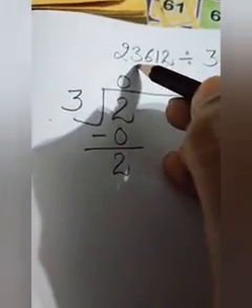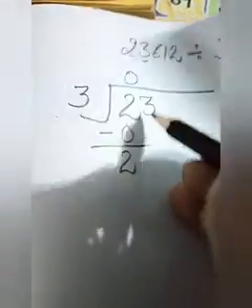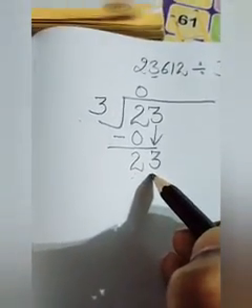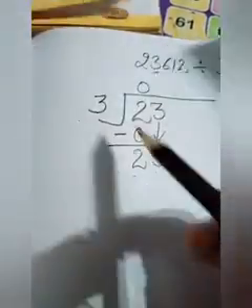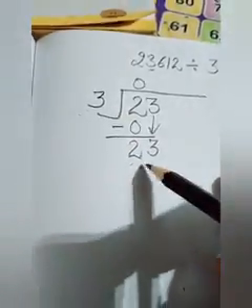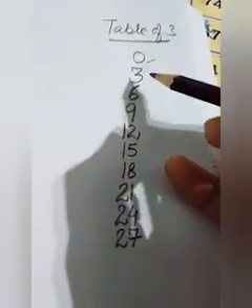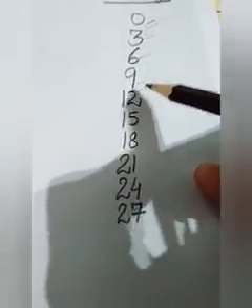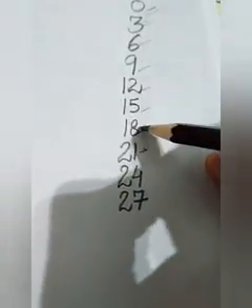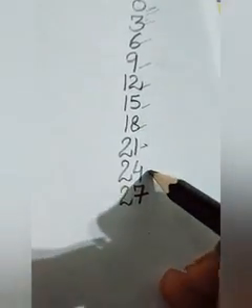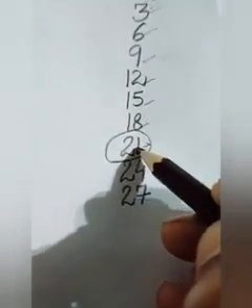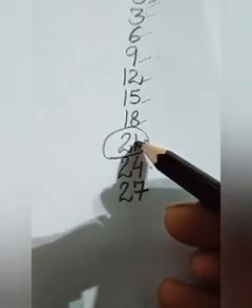After subtraction, we will take next digit, that is 3. We will write here, and we will write here also. Now it has become 23. For 23, now it will be divided by 3. For dividing, we will observe the table of 3. What can be written under 23? 0 can also be written, 3 can be written, 6 can be written, 9 also, 12, 15, 18, 21. All these numbers can be written under 23, but 24 cannot be written. So we will take one number before that. One number before that is 21. So we will write 21 under 23.